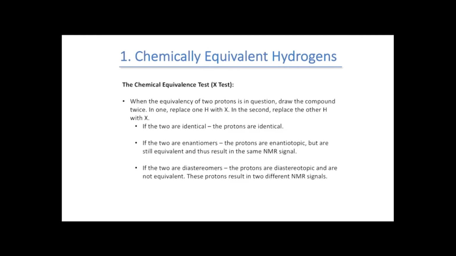If the two protons result in diastereomers, then the protons would be considered diastereotopic and therefore not equivalent. When this happens, you would get two different signals in the NMR spectra.